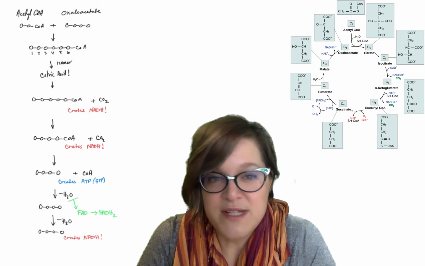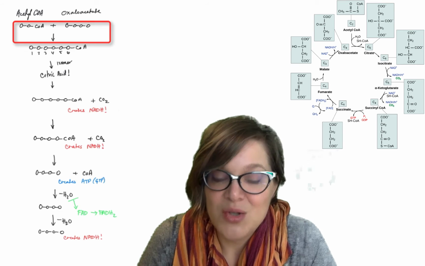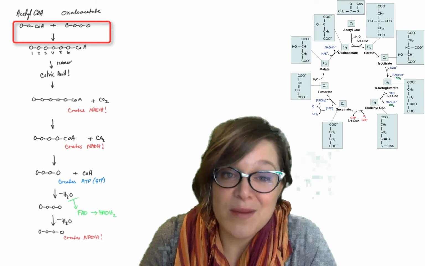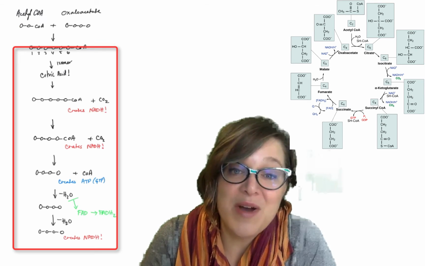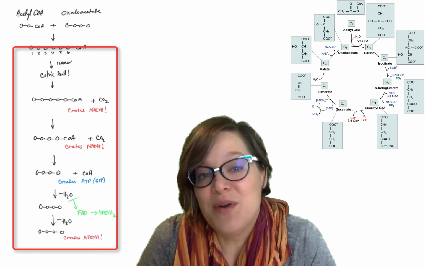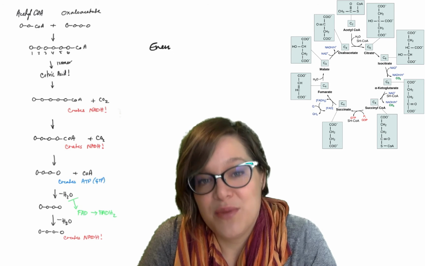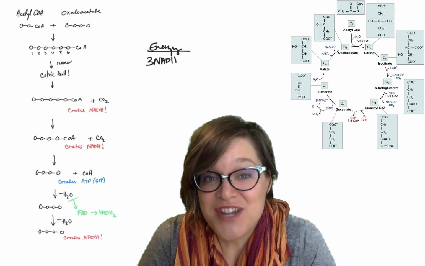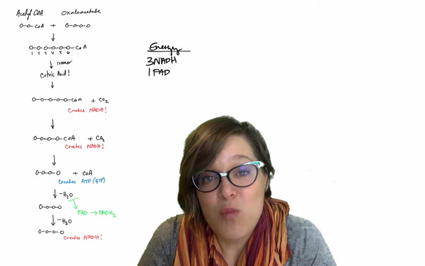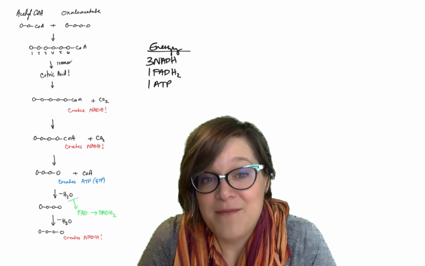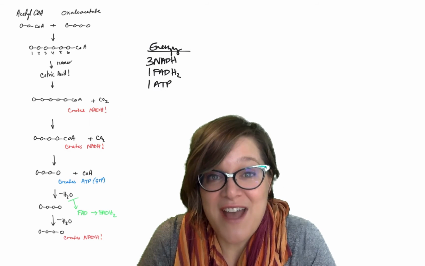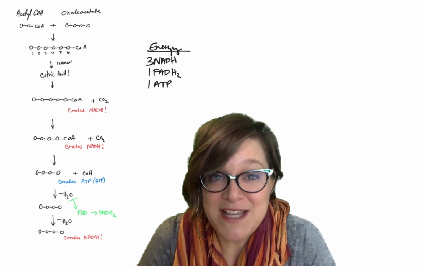So what have we done here? Well, we added our 2-carbon sugar to a 4-carbon sugar. It went through a bunch of changes, and in the process of those changes, we have generated 3 NADs that are in their energetic state, so NADH, and 1 FAD that's in its energetic state, FADH2, and 1 ATP.